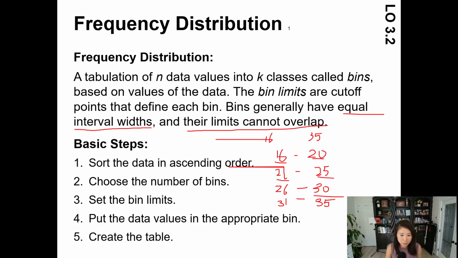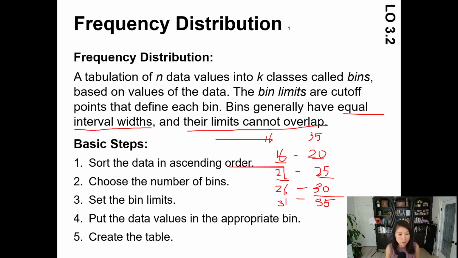Now that you know how to create the classes and their basic properties, we're going to look at how we can create the frequency distribution. We start by sorting the data in ascending order, from the smallest value to the largest value. When we talk about the basic steps here, we're mainly focusing on creating the frequency distribution by hand. But as I said, I'm going to demonstrate using Excel. So we no longer need to sort the data because Excel will sort it for us.